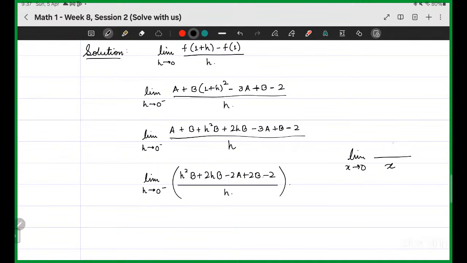What about this? Does this limit exist? This is a known limit. It's 1. Yes, it exists and is equal to 1. What about this? Sir, this doesn't exist, right?